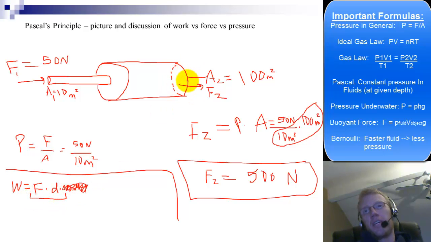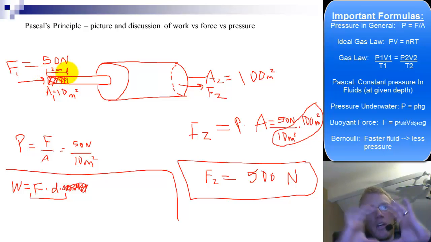Certainly the force over here is 10 times bigger. So now let's look at the distance. If I push this guy, say 2 centimeters, look at the volume of fluid that's going to be displaced. How much volume of fluid is that? Well, it's the surface area times the length that I push it. That will give me volume. Area times the height of this cylinder is volume.